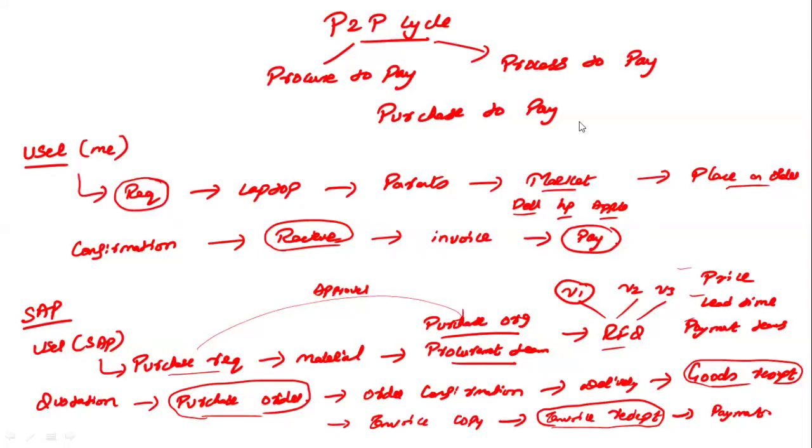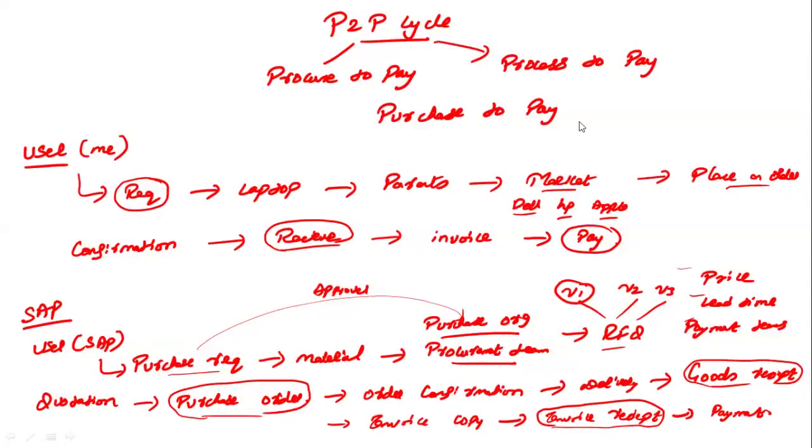This is the cycle when things go right, when the product is fine. What if the product which you purchased is not in good condition or is damaged? What will happen in such scenarios? Okay. If the product received is not in good condition, we have a concept called return PO.